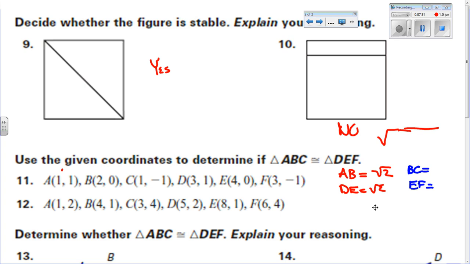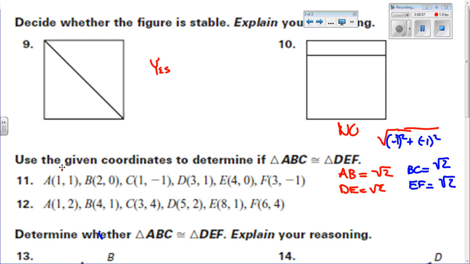For BC, it goes down 1 and left 1. So 1 squared plus negative 1 squared. 1 squared is 1, negative 1 squared is 1, so it's going to be 1 plus 1, so it's the square root of 2. EF goes down 1 and left 1, so it's going to be negative 1 squared plus negative 1 squared, which is going to be square root of 2. So far, so good for number 11.